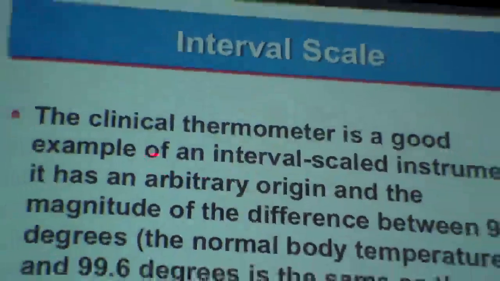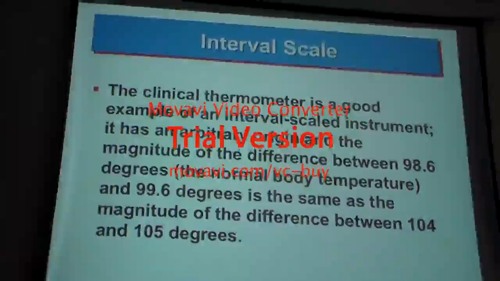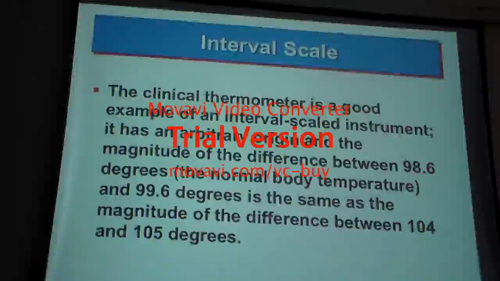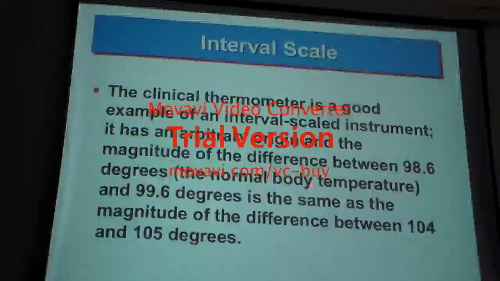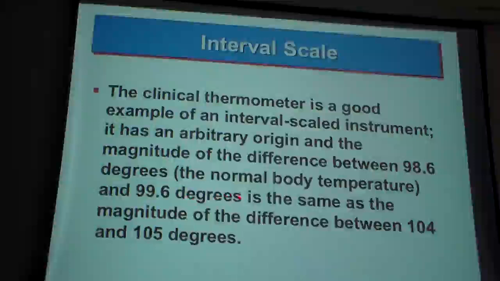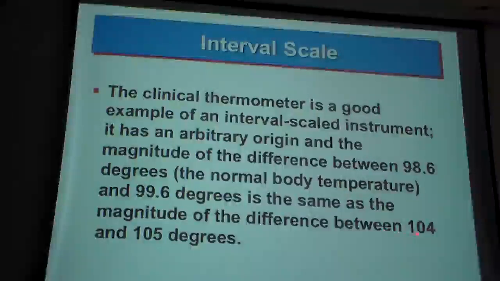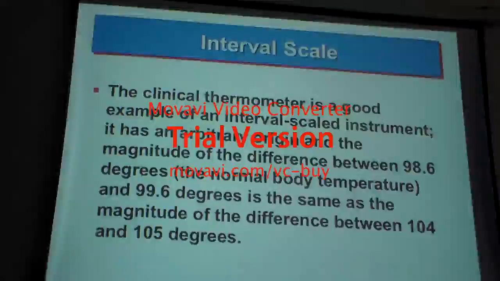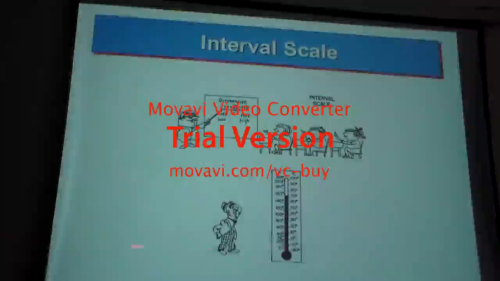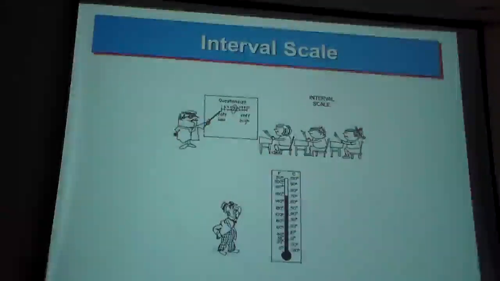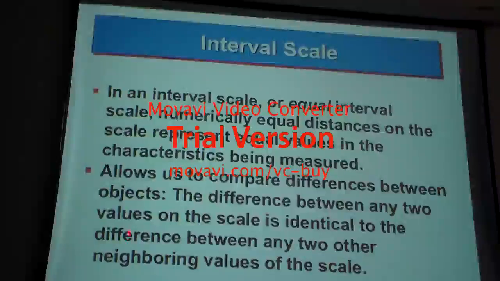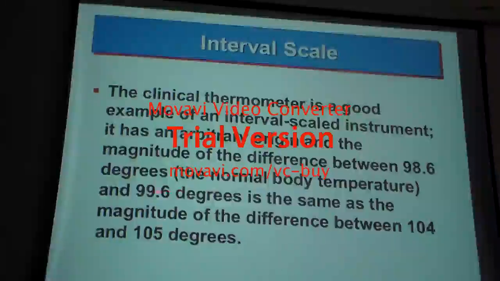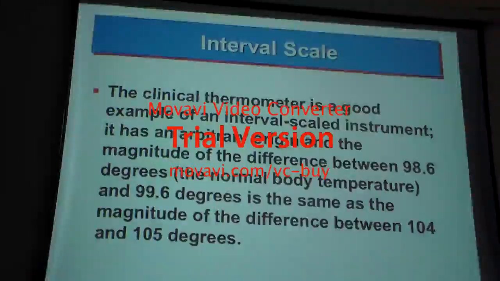The clinical thermometer is a good example of an interval scale instrument. It has an arbitrary origin, and the magnitude of the difference between 98.6 degrees, which is the normal body temperature, and 99.6 degrees is the same as the magnitude of the difference between 104 and 105, because here the difference is 1 degree and also here the difference is 1 degree. And also here we show that the origin is arbitrary. It is random. You cannot say that the beginning or the zero point is like this. You don't have an origin or zero point in this kind of interval scale. It has an arbitrary origin.